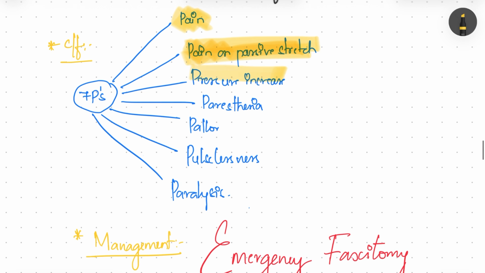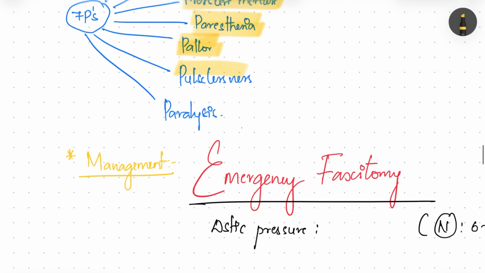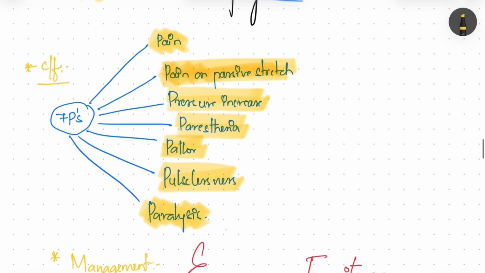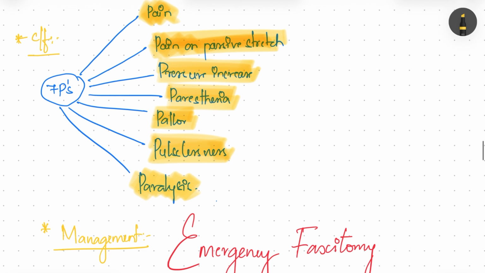Then with pressure increase, we'll see paresthesia, then pallor, the color change at that site. Then we will see pulselessness, which is the least useful for us, as it may be subjective. Then lastly we'll see paralysis. So what are the 7 P's we saw? Pain, pain on passive stretch, pressure increase, paresthesia, pallor, pulselessness, paralysis. So we saw 7 P's, which made us not rest in peace.